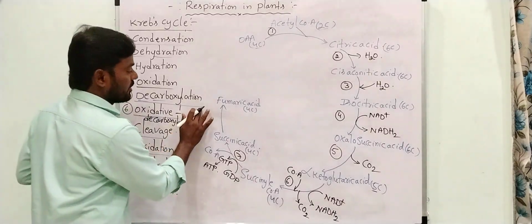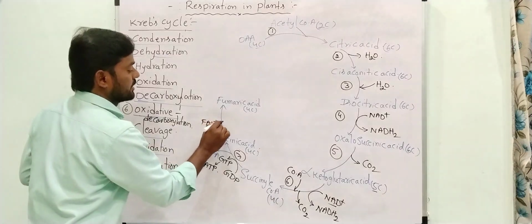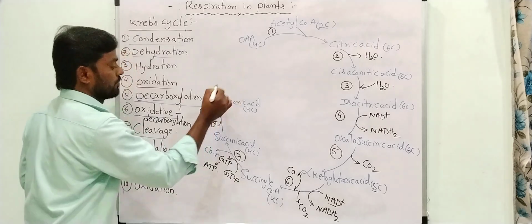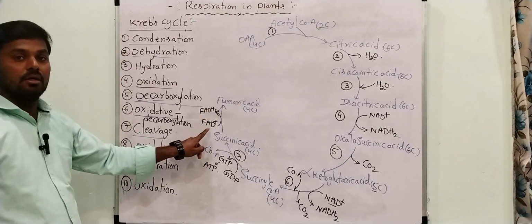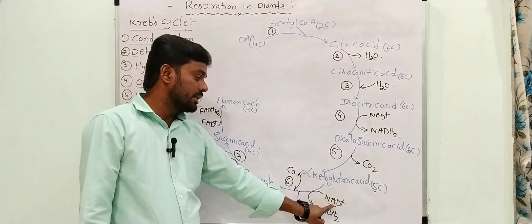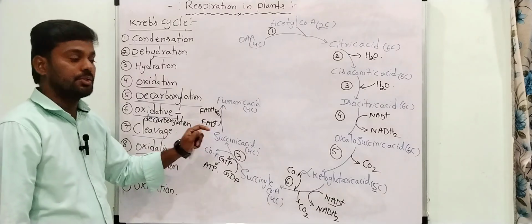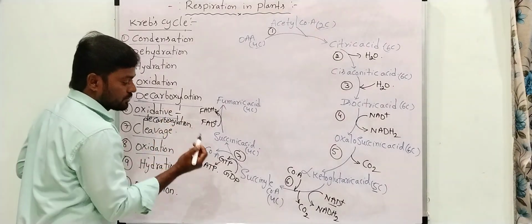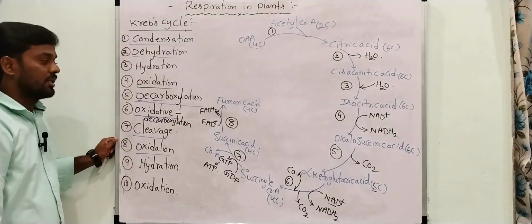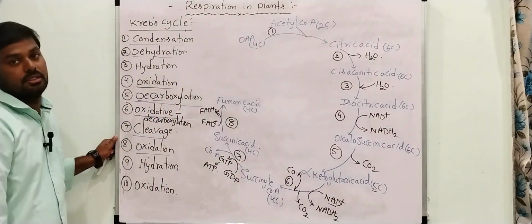But instead of the NAD, here the FAD participates. FAD is changed into FADH2. FAD means flavin adenine dinucleotide. NAD abbreviation is nicotinamide adenine dinucleotide. FAD abbreviation is flavin adenine dinucleotide. Okay, in this eighth reaction, FAD changes into FADH2. Instead of the NAD, here the FAD will participate.